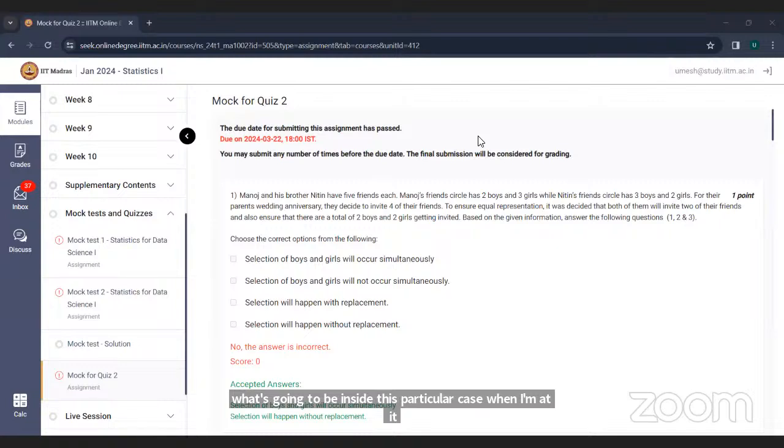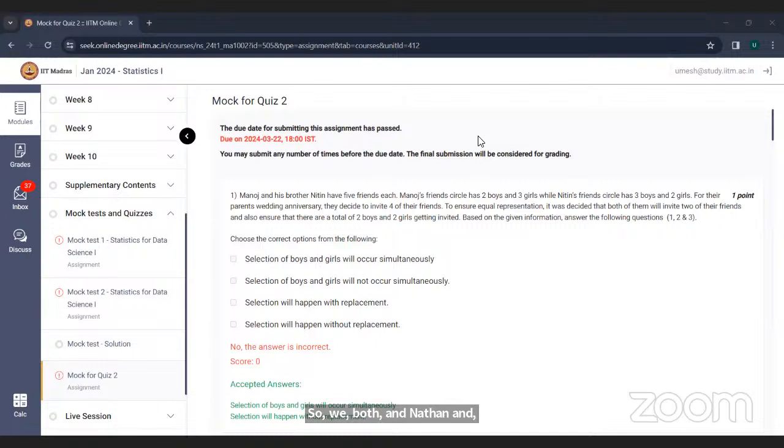Usually you are deciding that these are the boys from my side and these are the boys or girls from his brother's side. They are not selecting boys and girls at a time. If Nitin selected a girl at one time, then Manoj selected another girl at another time, not at the same time. Okay, and any other answer?